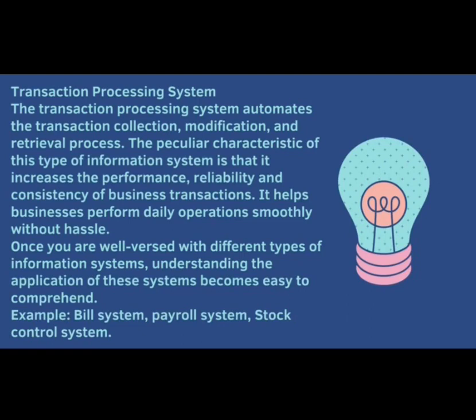Transaction processing system. The transaction processing system automates the transaction collection, modification, and retrieval process. It helps businesses perform daily operations smoothly without hassle. Once you are well versed with different types of information systems, understanding the application of these systems becomes easy to comprehend. Examples: billing system, payroll system, stock control system.